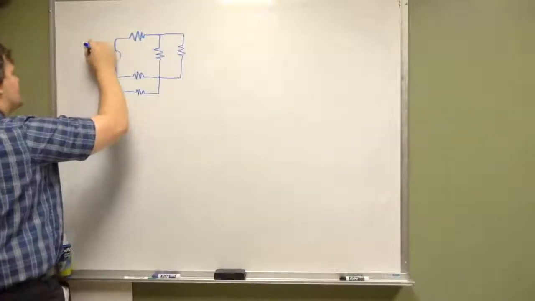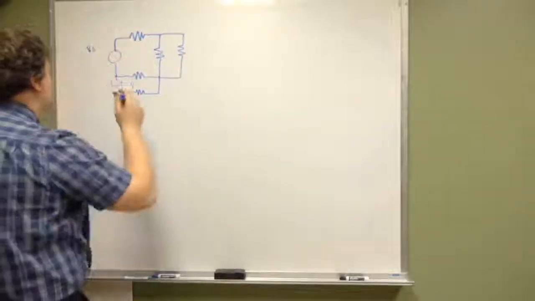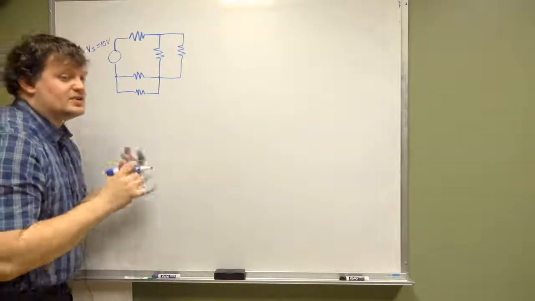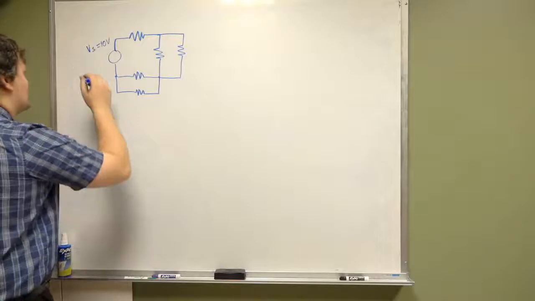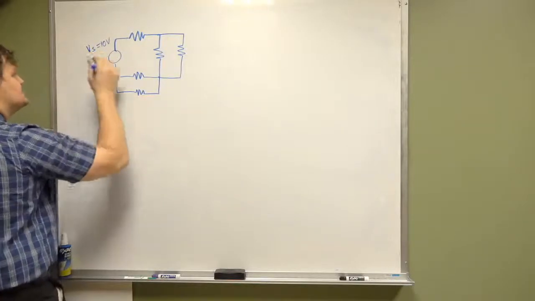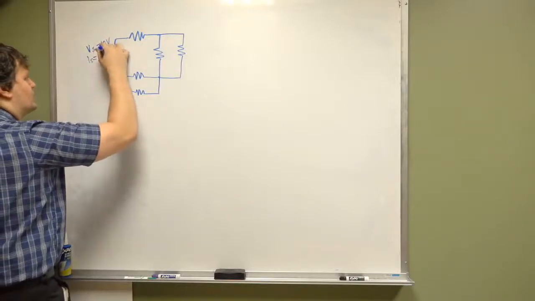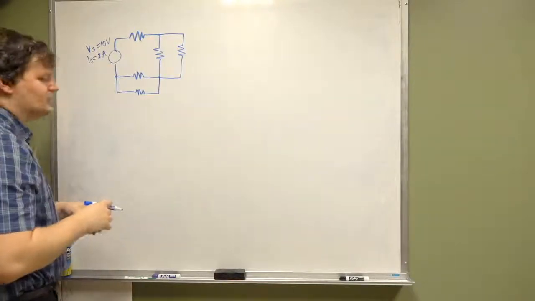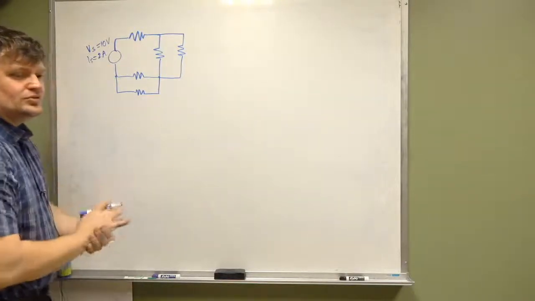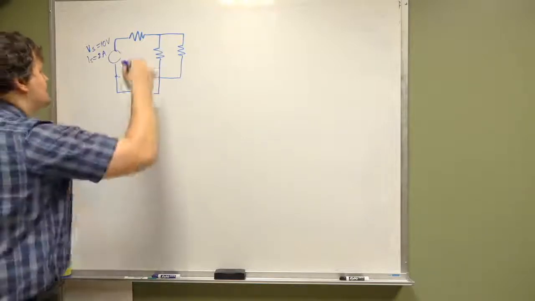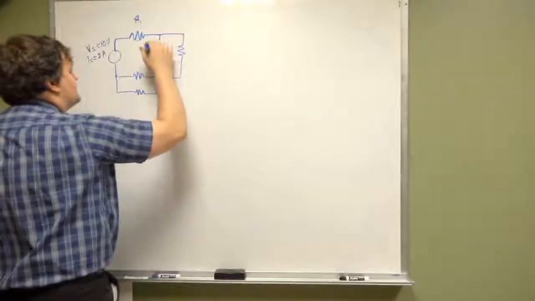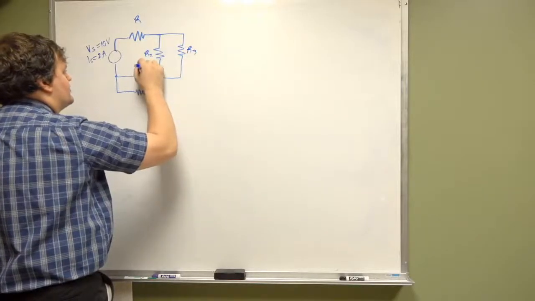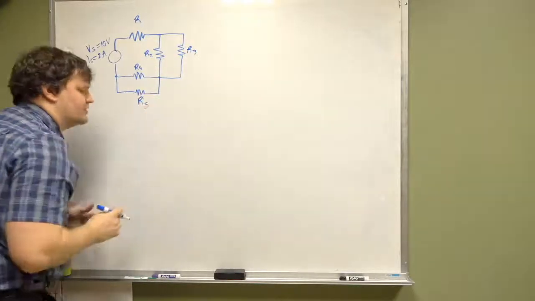Okay, now you've got a VS. We'll say VS is equal to 10 volts. And we'll say that we've done the math on this system and we've calculated IS is equal to 2 amps. Okay? Great. This is going to be R1. This will be R2. This will be R3. This will be R4. And this will be R5.